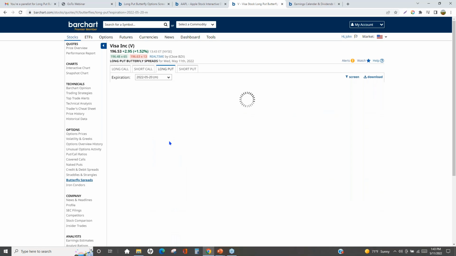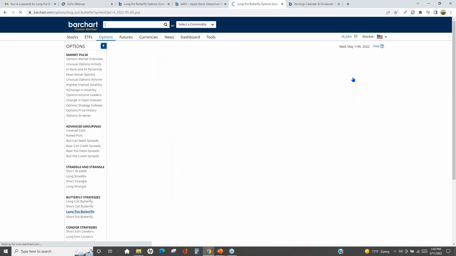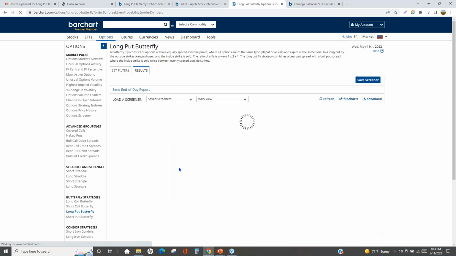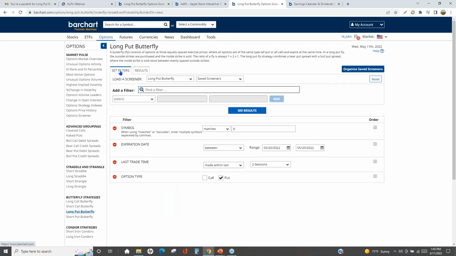Let me demonstrate one way for you. If you know you're looking at Visa and you know you're looking at this expiration date, there's a screen icon on this page that will take you directly into the long put butterfly screener and show you only the results for the symbol that you selected and for the expiration date. So if you go over to the set filters page, John, select set filters, you'll see that it's really particular to that one symbol, Visa, for that expiration date. Okay, go back to see results, John, if you could.